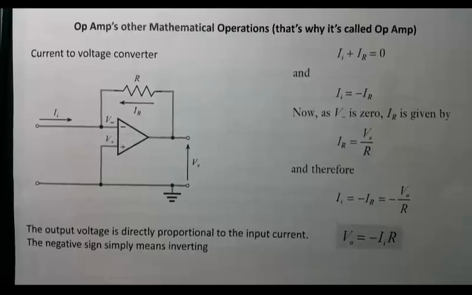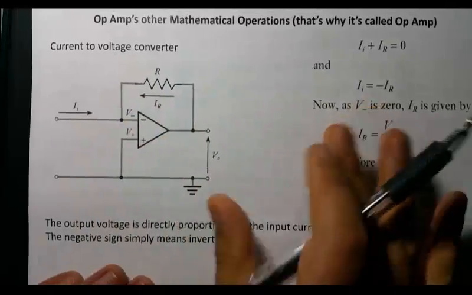So, operational amplifier can do many mathematical operations. That's the reason actually it is called operational amplifier, OpAmp. So now let me talk about some of those mathematical operations that you can perform with OpAmp. So the first is current to voltage converter.